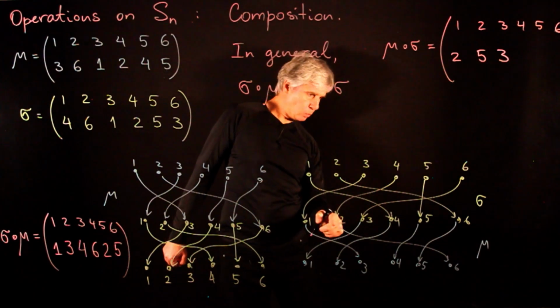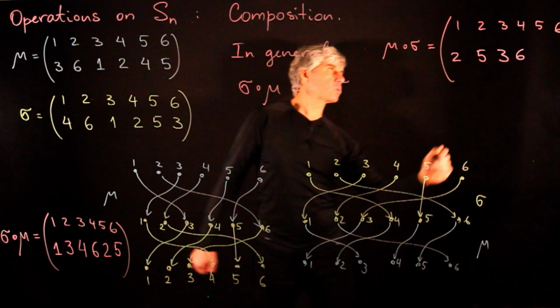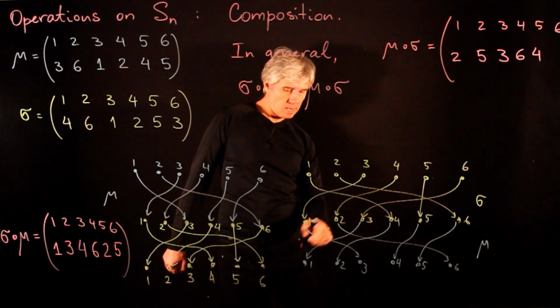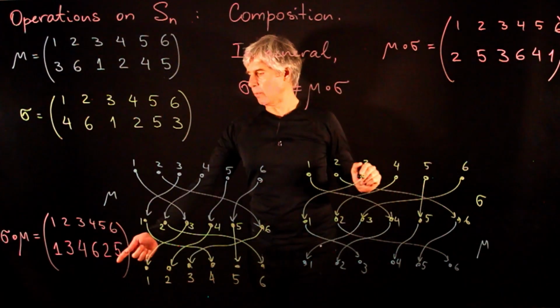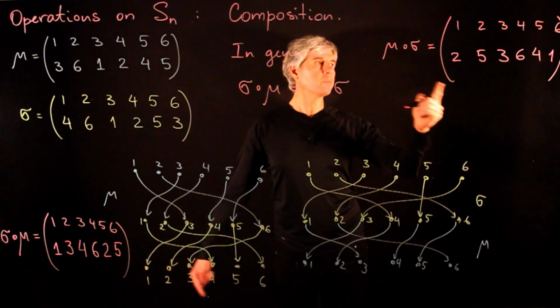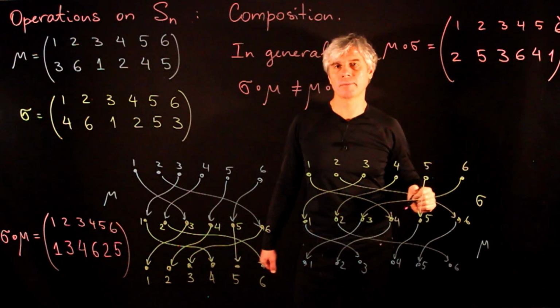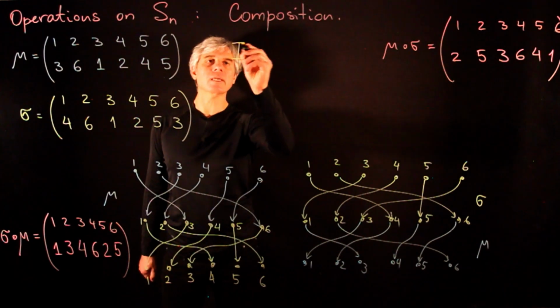4 goes to 2 and then to 6. 5 goes to 5 and then to 4. And 6 goes to 3 and then to 1. And so when we compare sigma composition with mu and mu composition with sigma, we see that the results are completely different. The second natural operation on the set of permutations is taking the inverse.